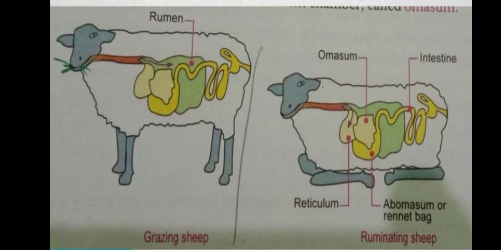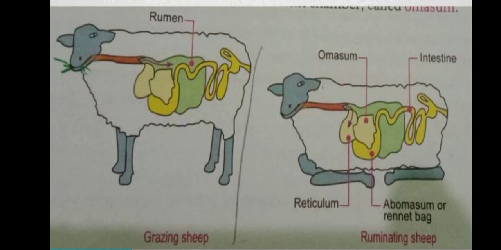Then the properly chewed food goes into the next chamber, which is called as omasum. In omasum, most water from the gut is actually absorbed here, and the remainder is dried up and passed to abomasum. In abomasum, the food is acted upon by the digestive juices, and that is why abomasum is also called as the true stomach in ruminants.